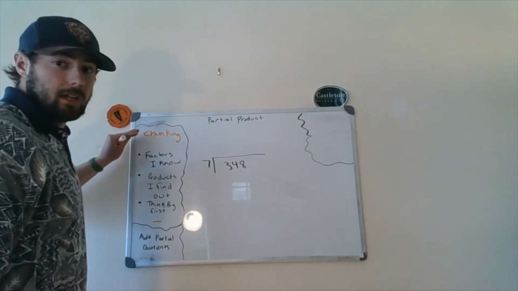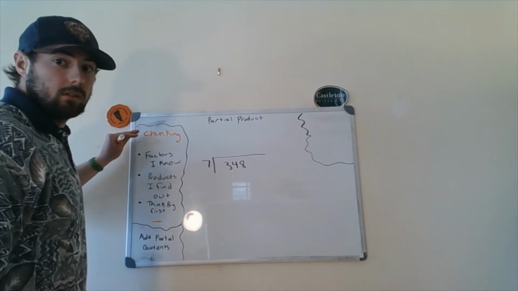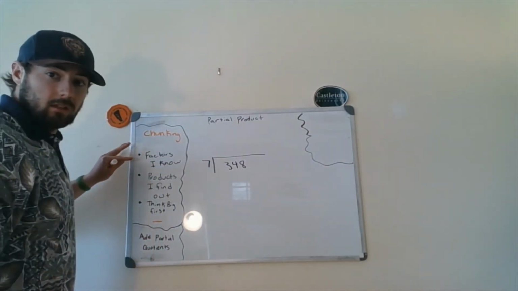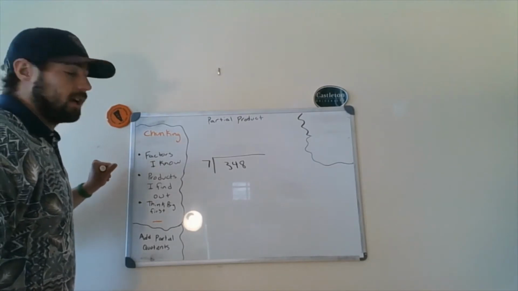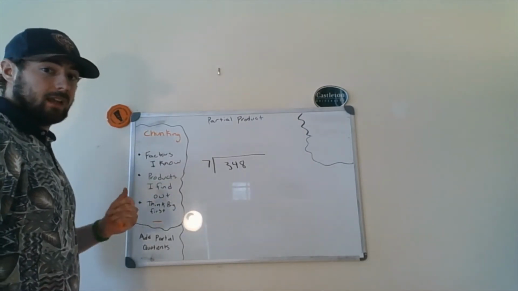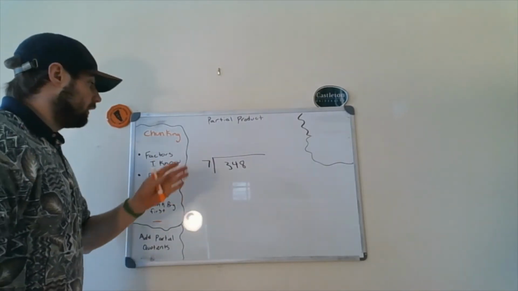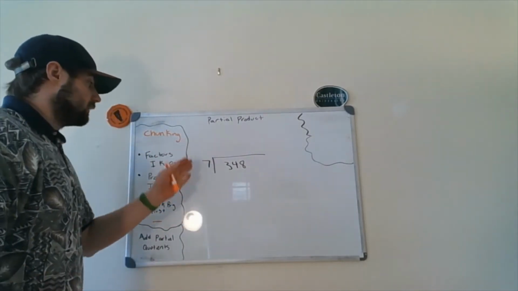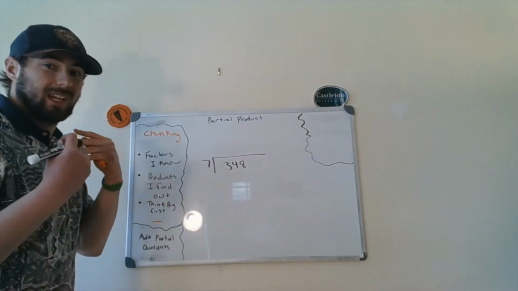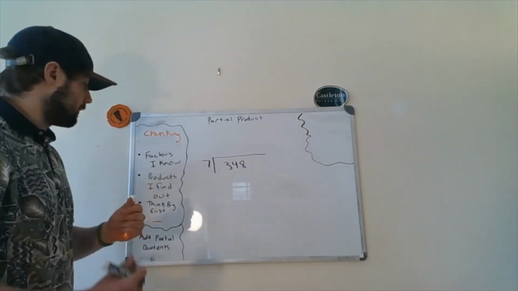Chunking, okay? New skill, brand new skill. When I'm chunking, I want to use factors I know. Like I said, 2s, 5s, 10s. 7 times 2, 7 times 5, 7 times 10. Those are what I want to use. Those are easy. I want to work with easy numbers.